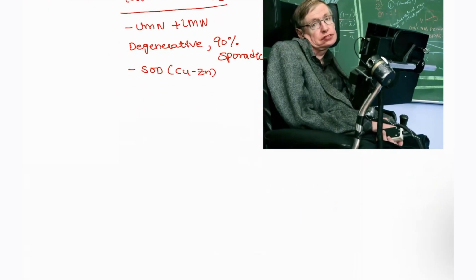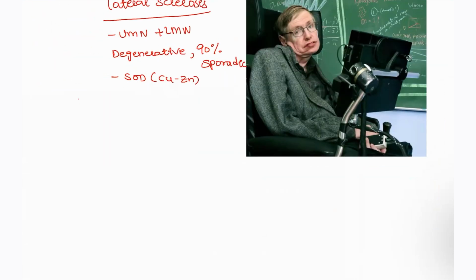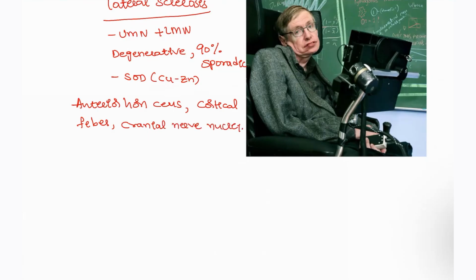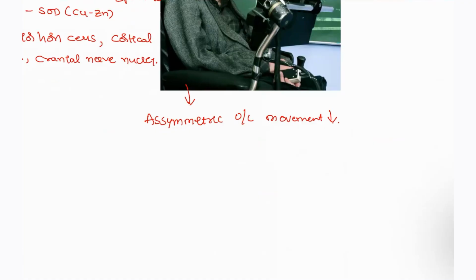Next, what are the things usually involved in this patient? First, the anterior horn cells of the spinal cord will be involved here, and in the central nervous system, the cortical fibers and cranial nerve nuclei will also be involved. So the features of these patients will be asymmetric limb movements decreased, and over time the patient will be paralyzed.